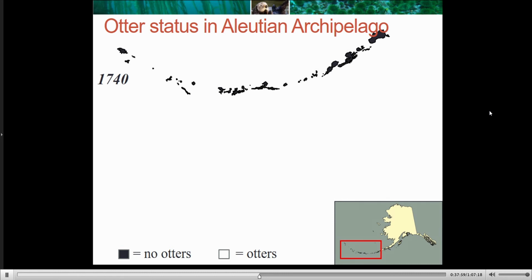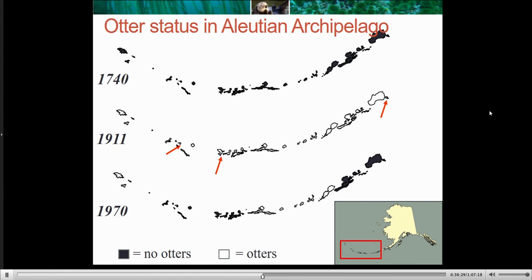So prior to the fur trade, 1740, otters were present throughout the entire Aleutian Archipelago. We know that based on the records from the fur harvest, because very detailed log records were kept by the captains. And so we know that otters were taken off all of these islands. By 1911, of course, there's almost no otters anywhere in the Aleutians. Those red arrows point to areas where we believe the remnant populations occurred of just a few hundred animals at most. Then recovery happened from 1911.